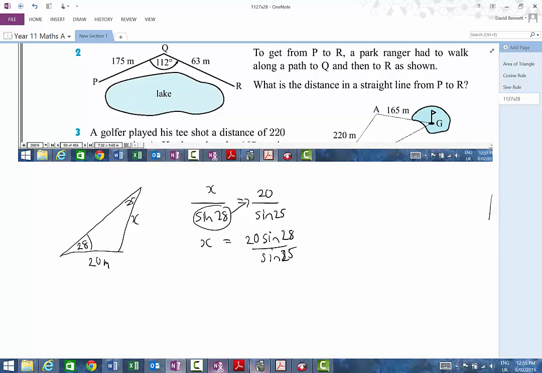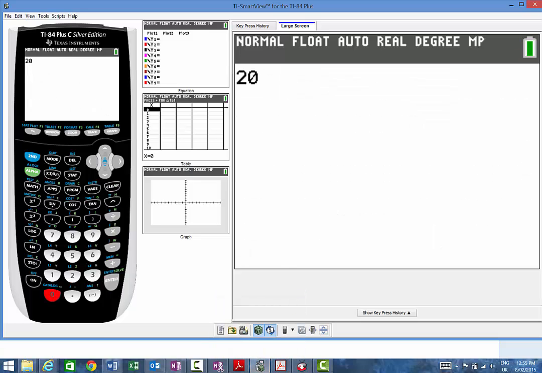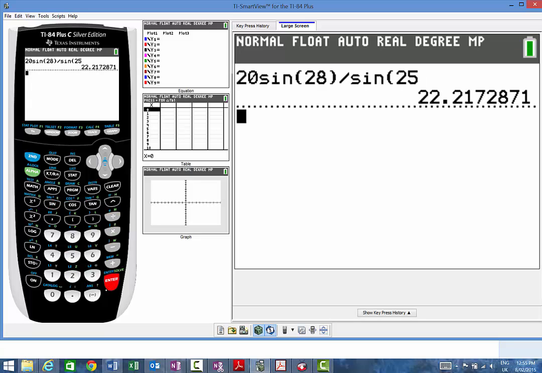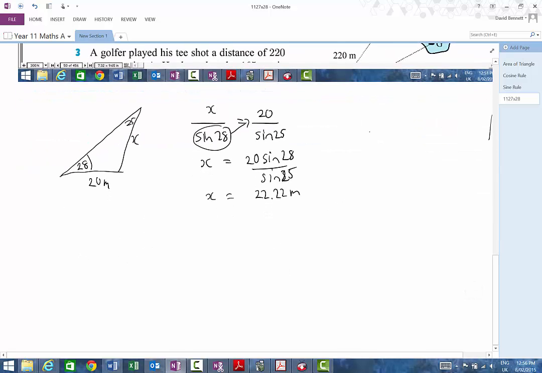So then you can just do that in the calculator. So I'll just clear that. So 20 sine 28, divided by, I should put a bracket there, divide that by sine of 25 and enter. That gives me 22.22. Okay, so go back to our thing. So x is equal to 22.22 metres. Now the second diagram that we've got here is this one here.